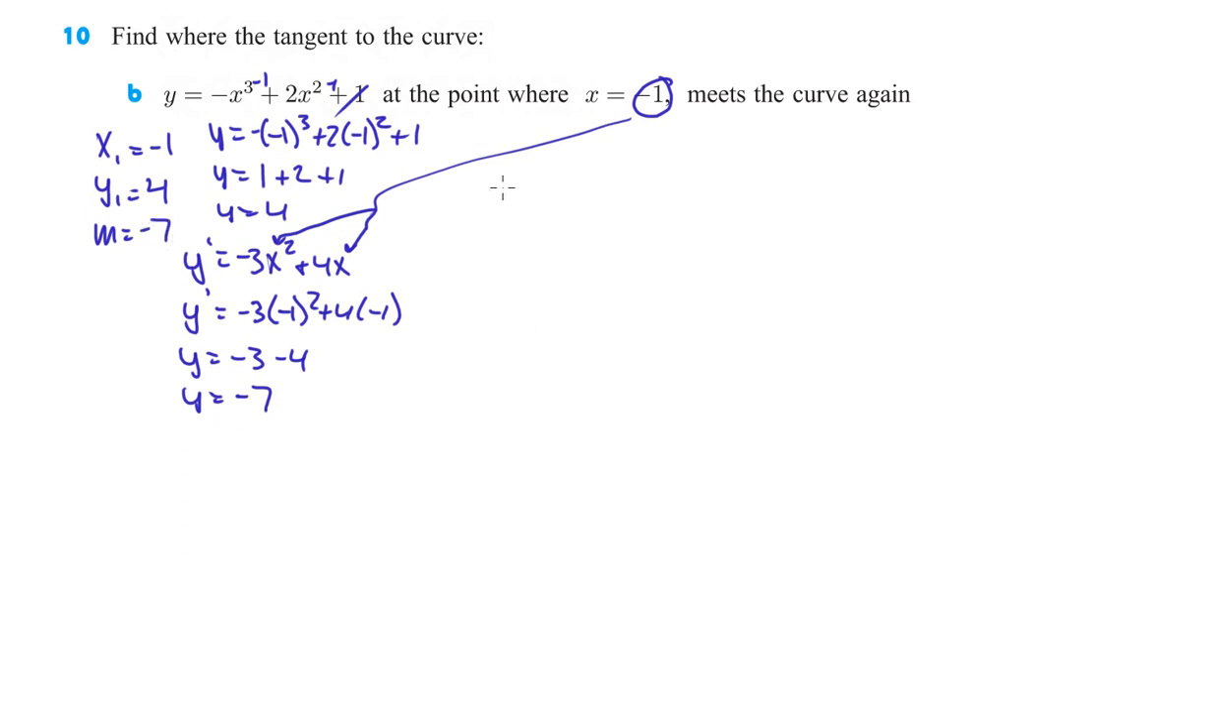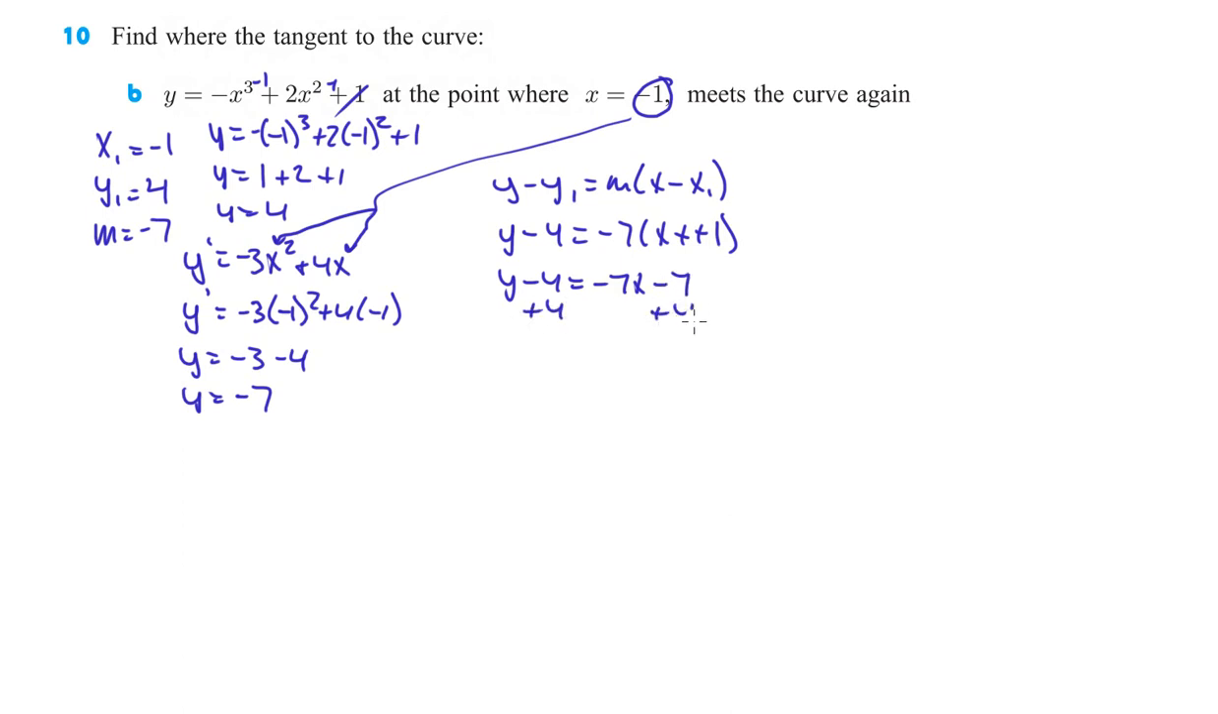And now we just plug it into the point slope formula, right? Which is y minus y1 equals m times x minus x1. So we get y minus 4 equals -7 times x minus -1. Okay, that turns into a positive, so y minus 4 equals -7 times x is -7x. -7 times +1 is -7. Add 4 to both sides, and we get y equals -7x minus 3. There's the equation of the tangent.